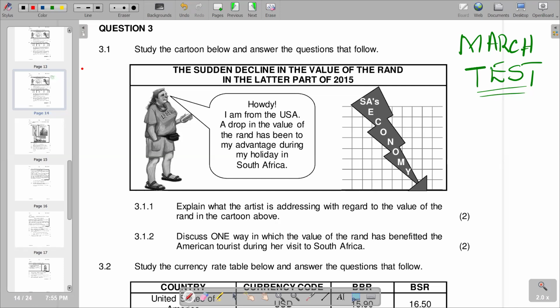In this video, I want to look at a mock test, and we are going to look at question 3 on this question paper. So we are going to start with question 3.1. The question reads, study the cartoon below and answer the questions that follow.